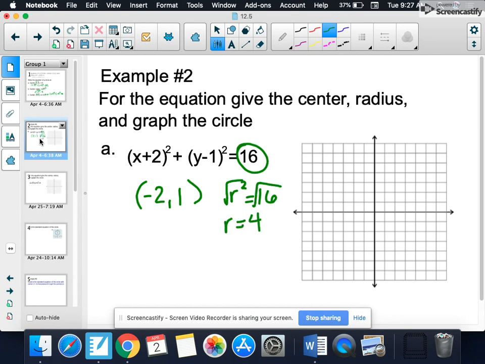So when we go to graph, we're just going to start at the center. So start at negative 2, 1. And then we're going to go right 4, up 4, down 4, and left 4, and put a point at each. Those will be the 4 points for our circle. And we can just trace a circle around it.